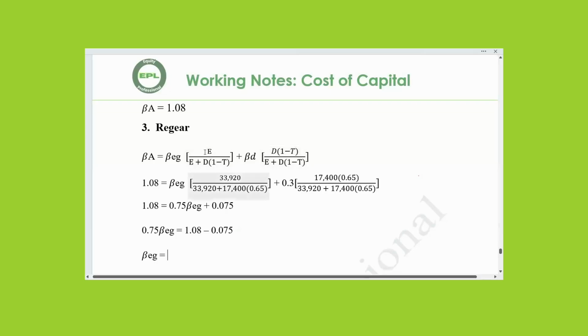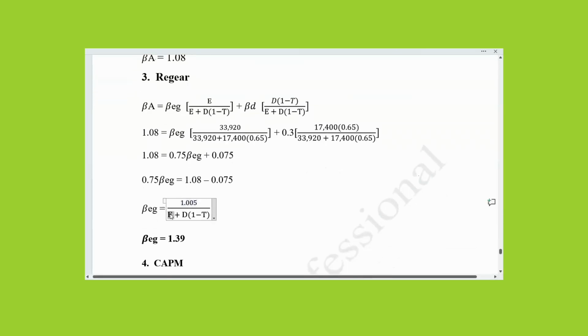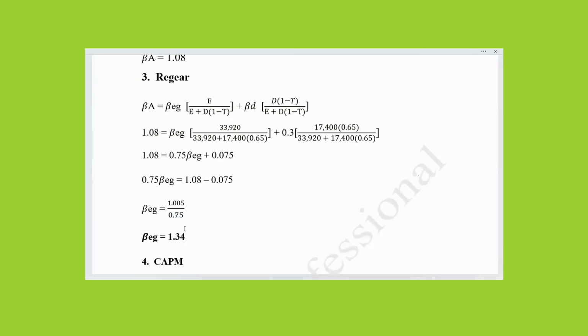1.005. Let me copy. Which one is smaller? This one is. So this will be equal to 1.08 minus 0.075. You say it's 1.005, right? Yes. So divided by 0.75, you said 1.34, right? Yes, sir. Okay. So that's the geared beta.